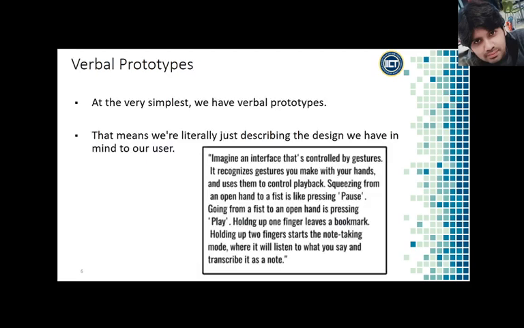Now let's look at some of the representations which we have seen in our earlier slide. So at the very simplest, we have verbal prototypes. That means we are literally just describing the design we have in mind to our user. That's probably the lowest fidelity prototype possible. So it's extremely easy to do, although it can be hard to do effectively.